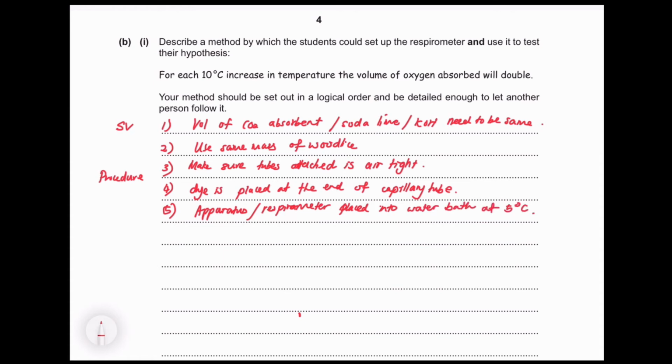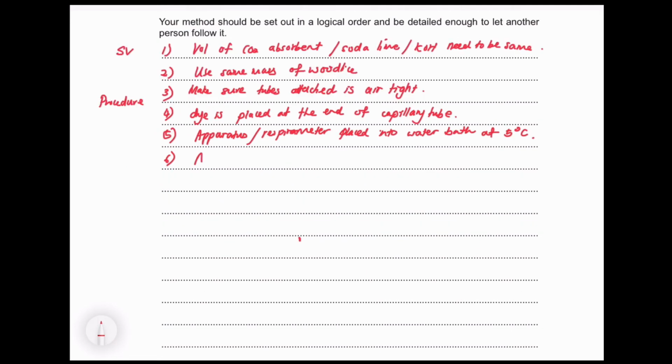So you can start off with one temperature, and subsequently you remember to mention that the same procedure or the steps need to be repeated for the other temperature. So after you place the apparatus into the water bath, you need to wait for the wood lice to equilibrate or to acclimatize to the temperature, and usually equilibration requires only about 1 to 2 minutes.